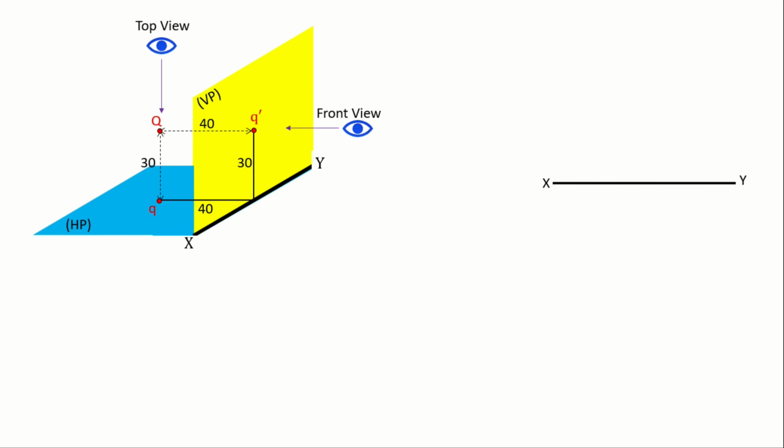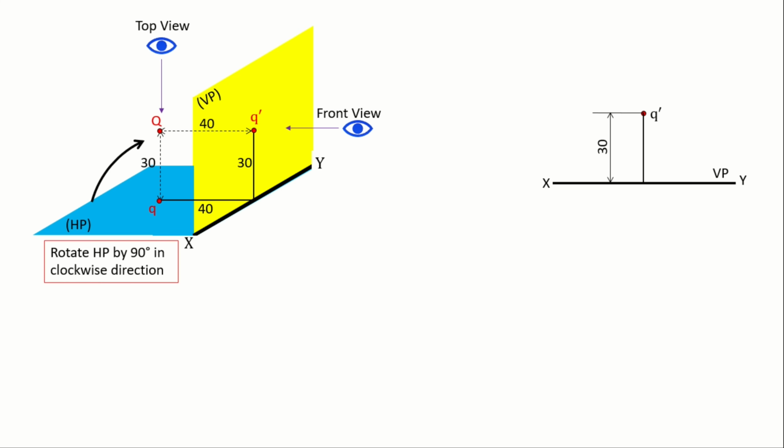If I have XY, the space above XY is vertical plane. On that vertical plane, I draw the front view, the point Q dash. It is 30 mm above XY. Also, if I rotate HP by an angle 90 degrees, what happens is we have the HP also above XY. So, draw the projection of the point Q, that is top view, also above XY.